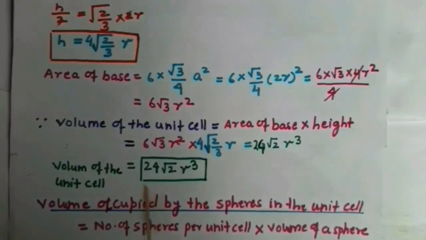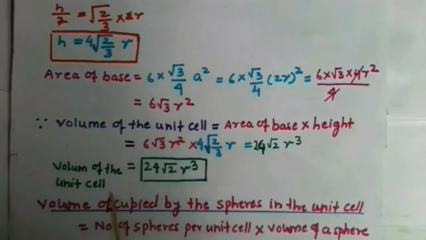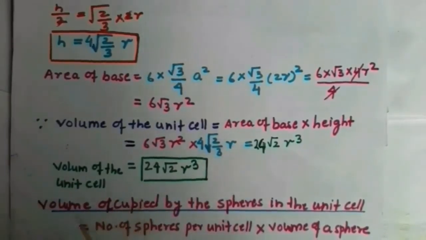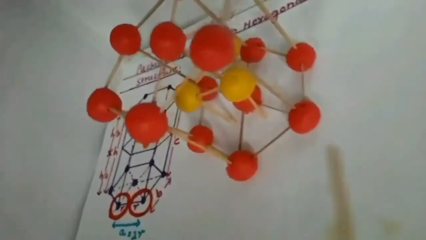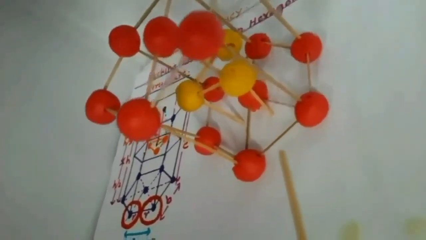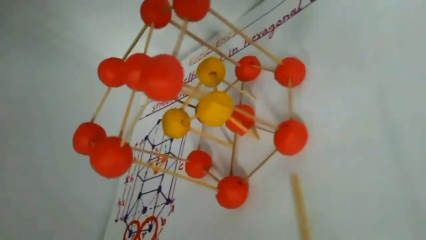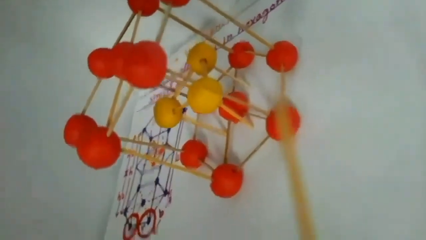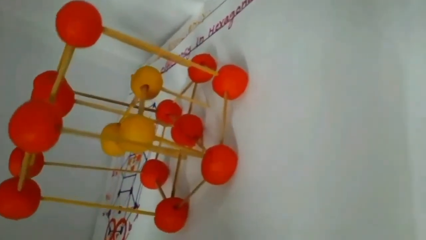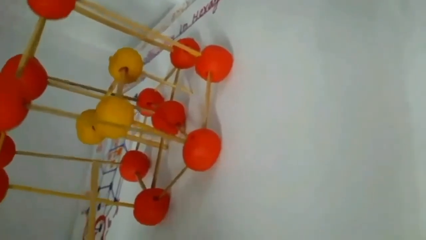So far we have calculated the volume of the unit cell. In order to find out the packing efficiency, we have to calculate the volume occupied by the spheres in the unit cell. Let us find out the number of atoms per unit cell in this hexagonal unit cell. Here the spheres are placed at the corner of the unit cell and two extra spheres are placed at the face center position of this unit cell. Here one at the base and one at the top.